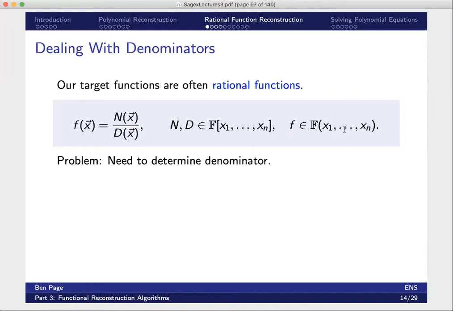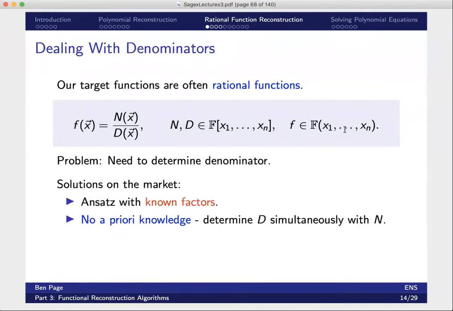And there are two solutions currently on the market for physicists. The first is if we have some idea about what this denominator is likely to be, so if we have some ansatz for the factors. The other approach is a general functional reconstruction approach where we again say we know nothing about D, we don't know its degree, we don't know its factors, and we just take a black box interpolation problem. Both of these approaches end up requiring us to be able to reconstruct some univariate rational function of unknown degree. So that's where we're going to start.